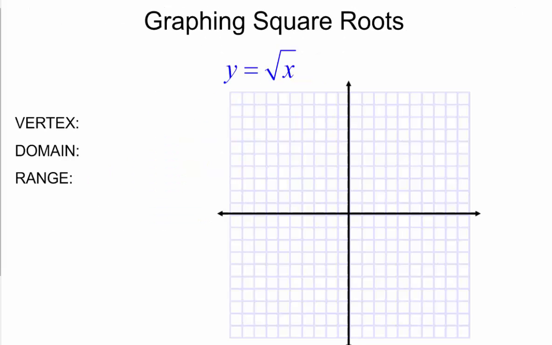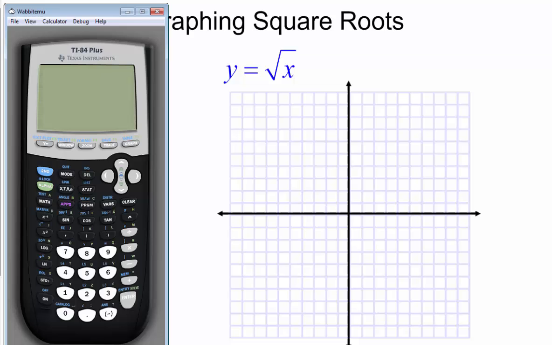So let's go ahead and start looking at graphing square roots. To help us with this, we're going to be using our graphing calculator. If we look at the first function, y is equal to the square root of x, I'll go ahead and pull up my calculator. Start by turning it on, and I'm going to go to the y equals. Here I'm just going to punch in the square root of x.